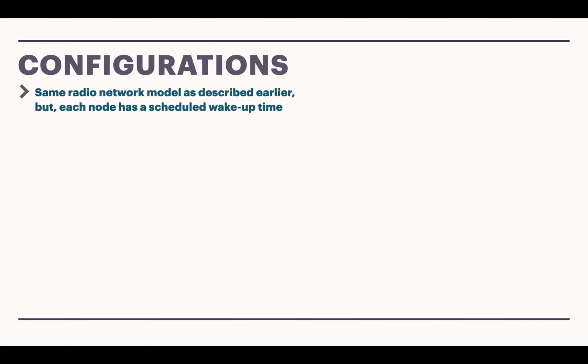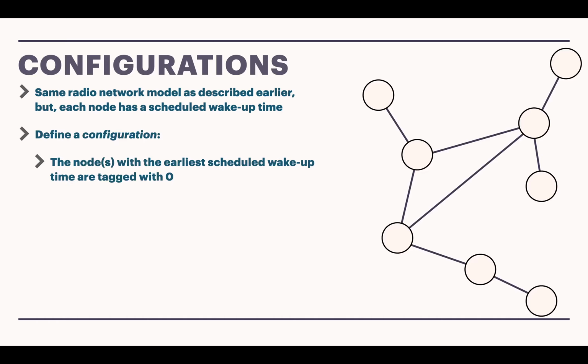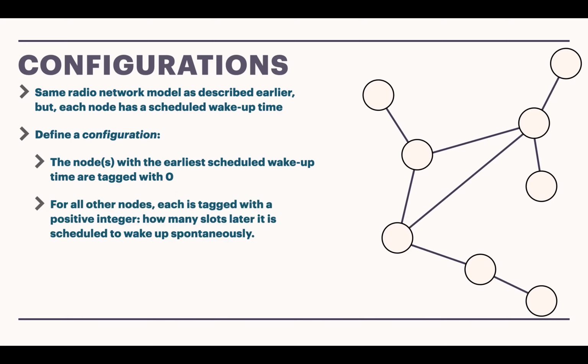To generalize this idea and incorporate it in our models, we consider something called a configuration. We're going to consider the same radio network as defined earlier, but now each node has a scheduled wake up time. We represent that in our model with tags on the nodes. Whichever node or nodes have the earliest scheduled wake up time, we tag those with the integer 0. Then all other nodes we tag with an offset, a positive integer that represents how many slots later they're scheduled to wake up spontaneously. As a new definition, the largest tag that we give in the network we're going to call the span, and that's denoted by the Greek letter sigma.